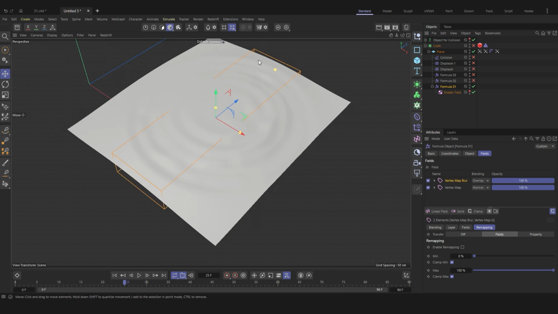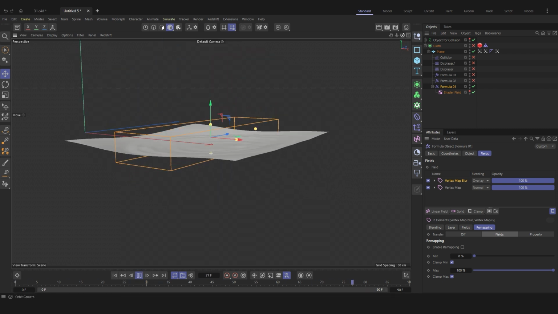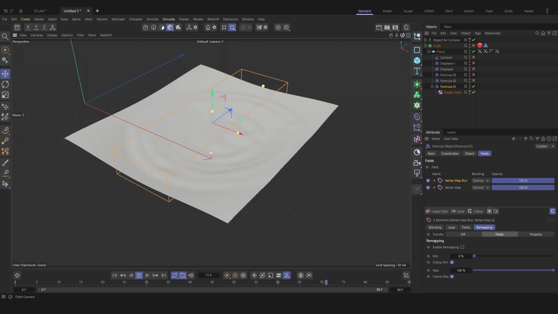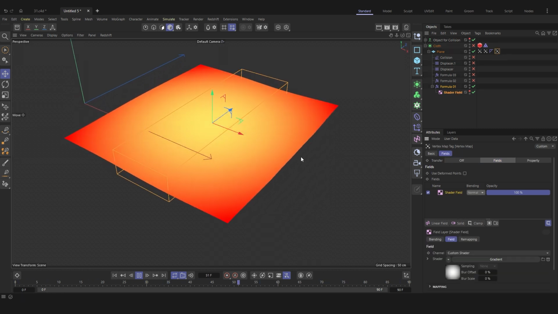The first deformer is a formula. I used it to limit the wave along the edges. For that, I created 3 vertex maps and applied a gradient inside the shader field.